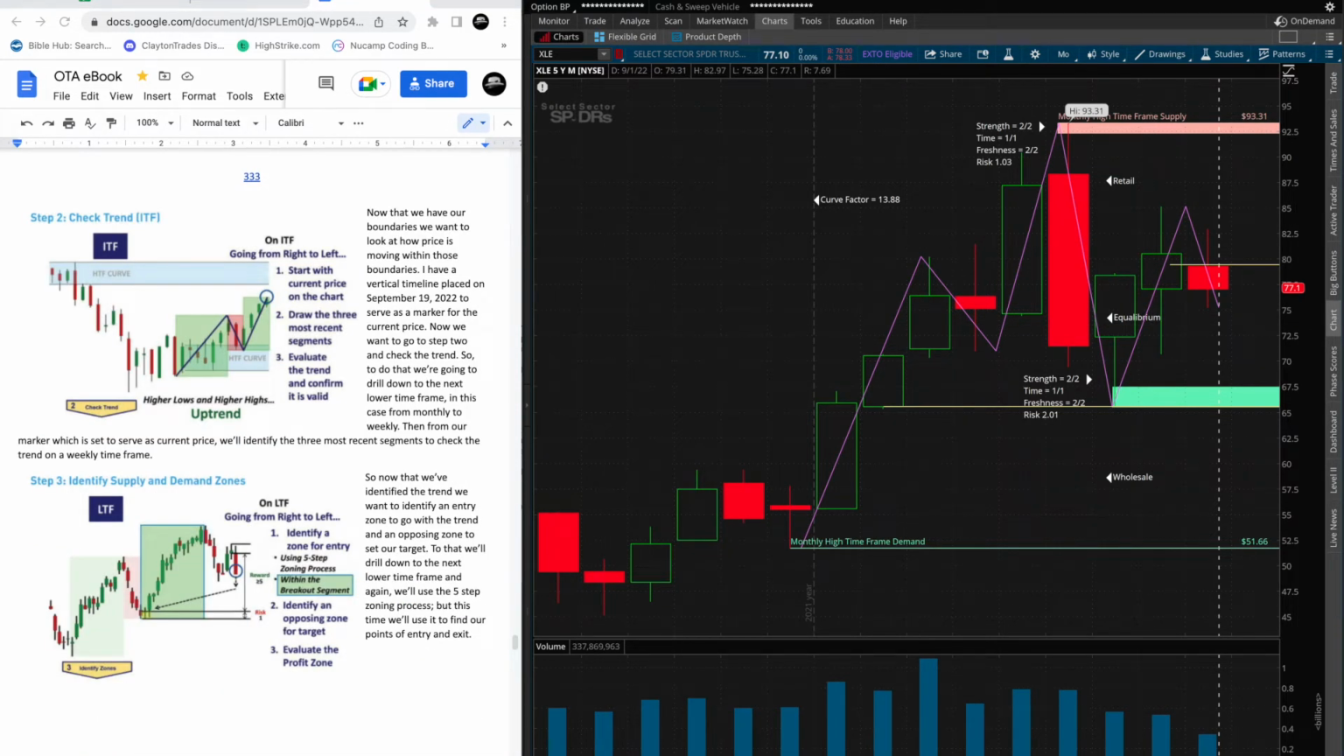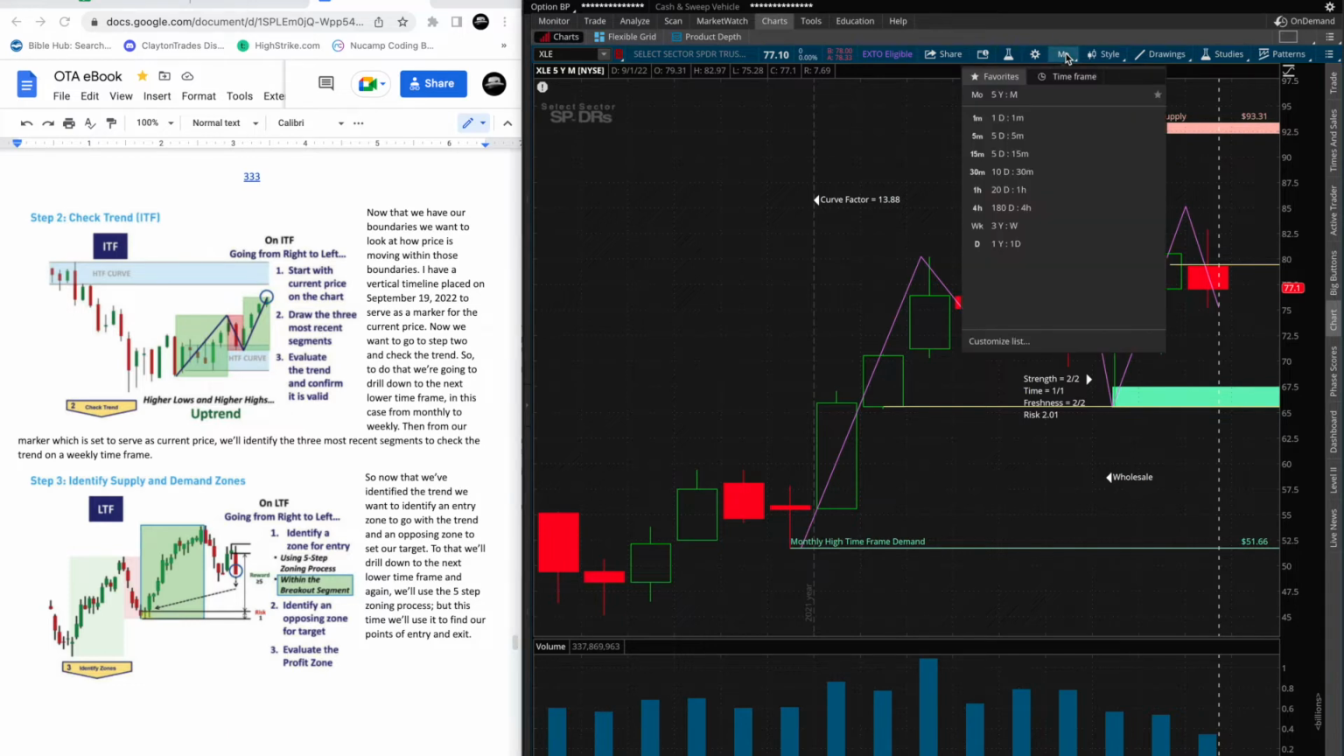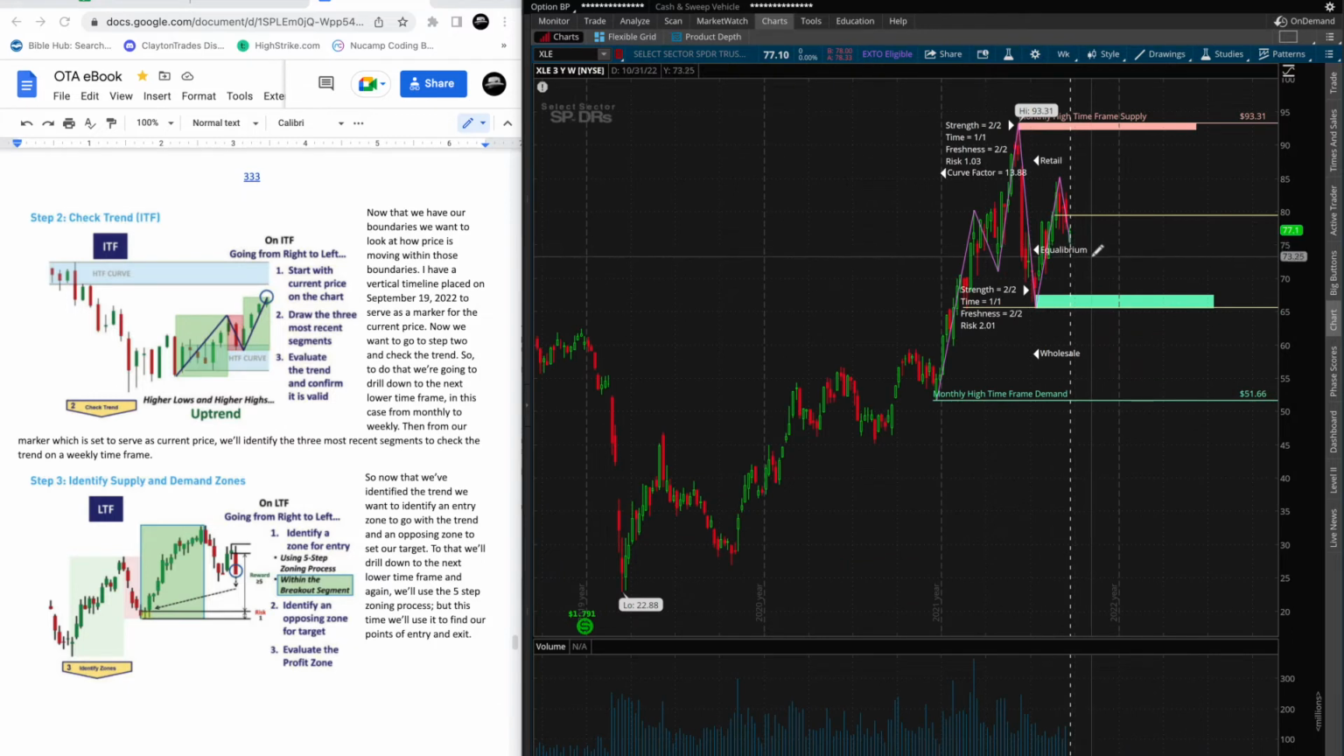Now that we have our boundaries, we want to look at how price is moving within those boundaries. So we want to go to step 2 and check the trend. So to do that, we're going to drill down to the next lower time frame, in this case from the monthly to the weekly, and then from our marker, which is set to serve as current price, we'll identify the 3 most recent segments to check the trend on a weekly time frame. So in this case, I can click on the time frame and go from the monthly to the weekly.